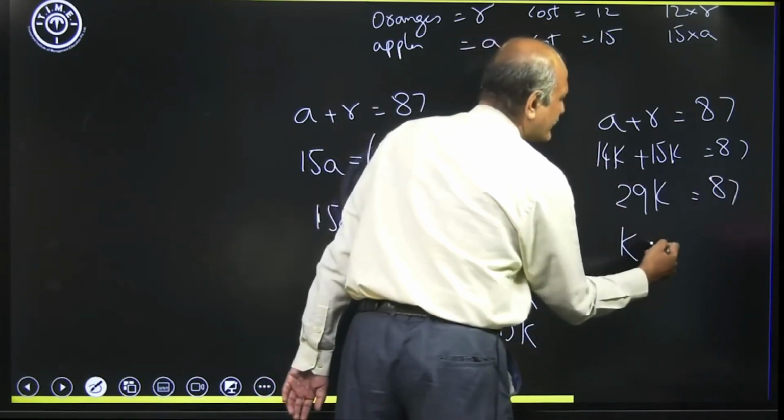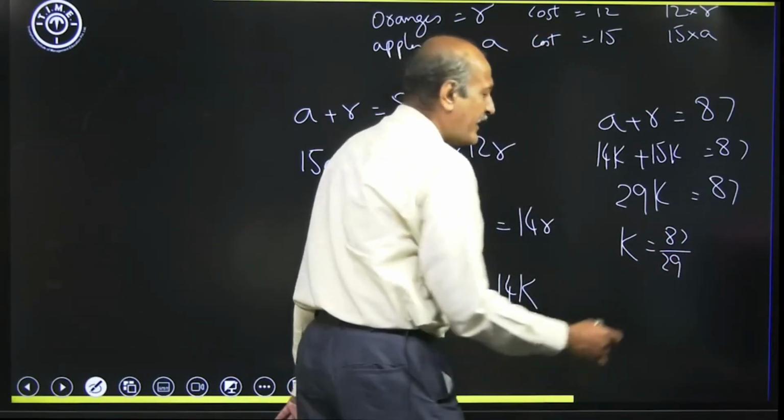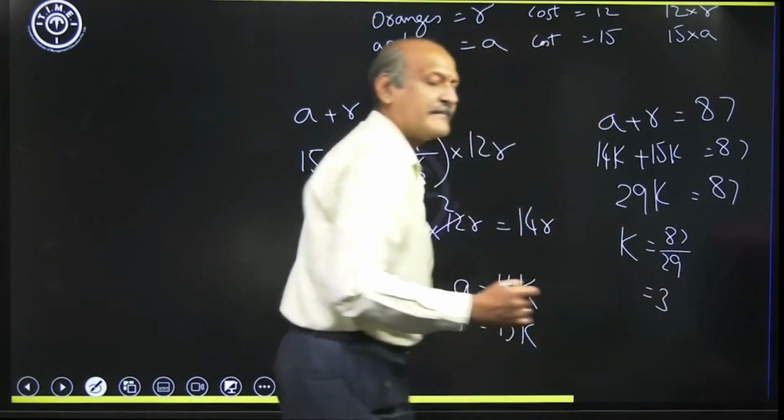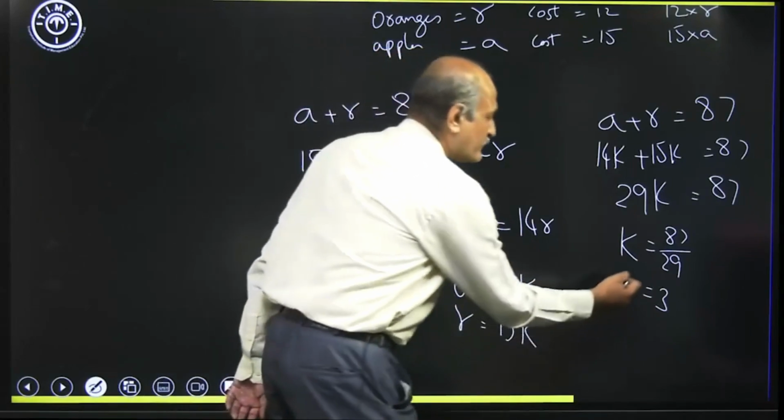That implies K is equal to 87 divided by 29. That equals 3 here. 60 plus 27, that is 87. So the value for K is equal to 3 here.